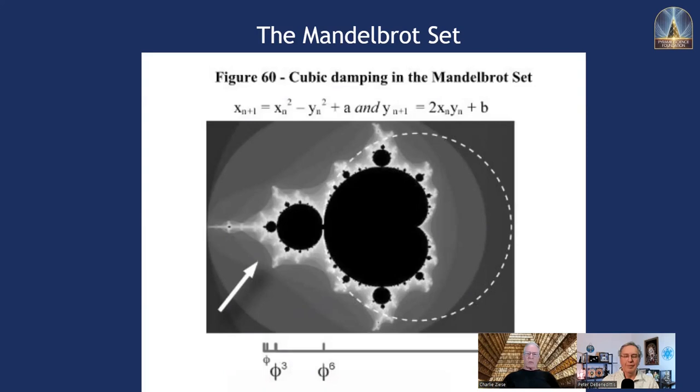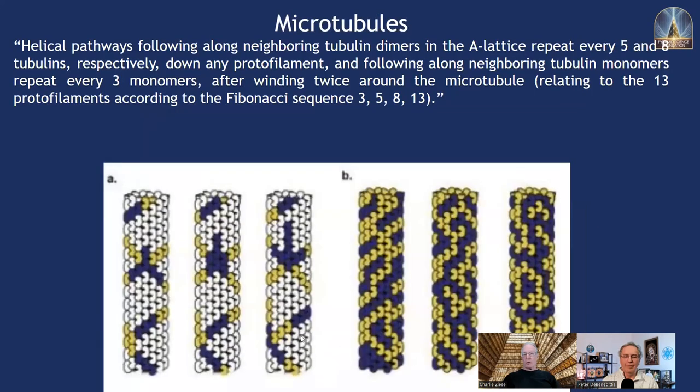This is the Mandelbrot set. This is an example of fractals, the most well-known example of that. And if we look at the scaling of the circles in the Mandelbrot set, we find that they scale with this exact same phi cubed type geometry.